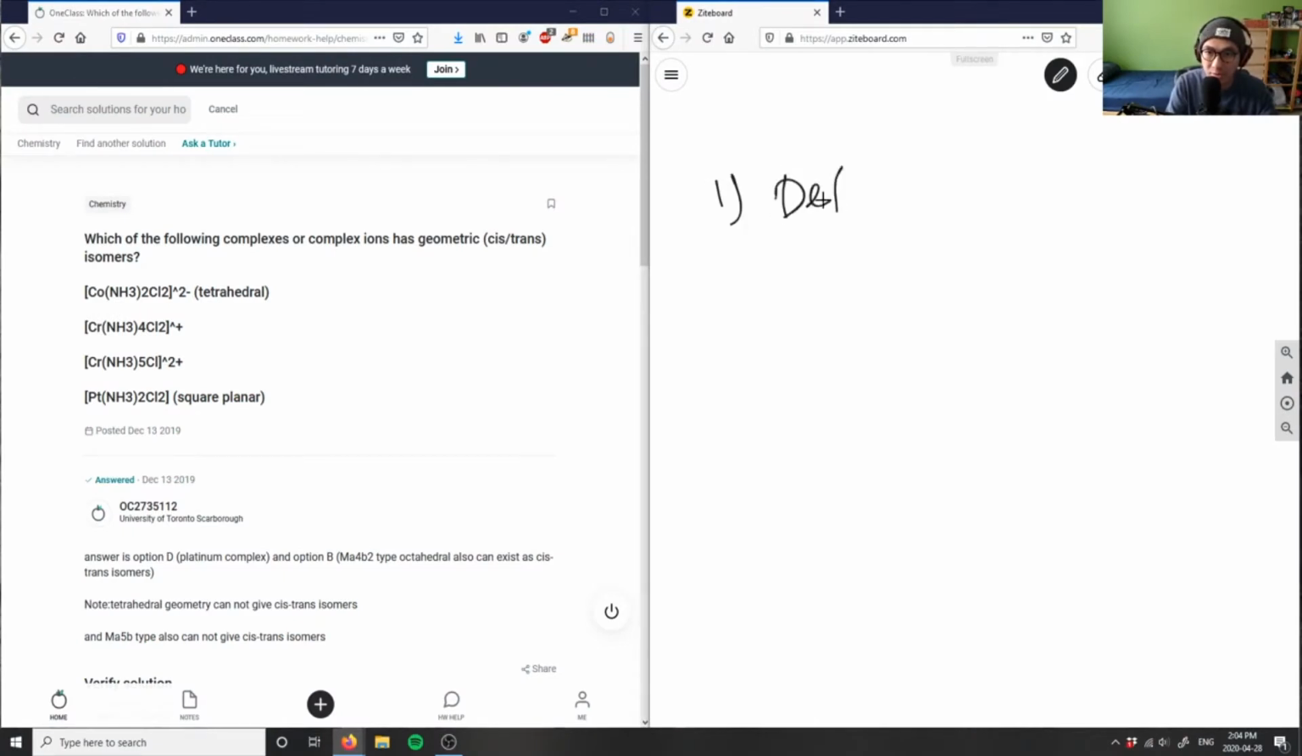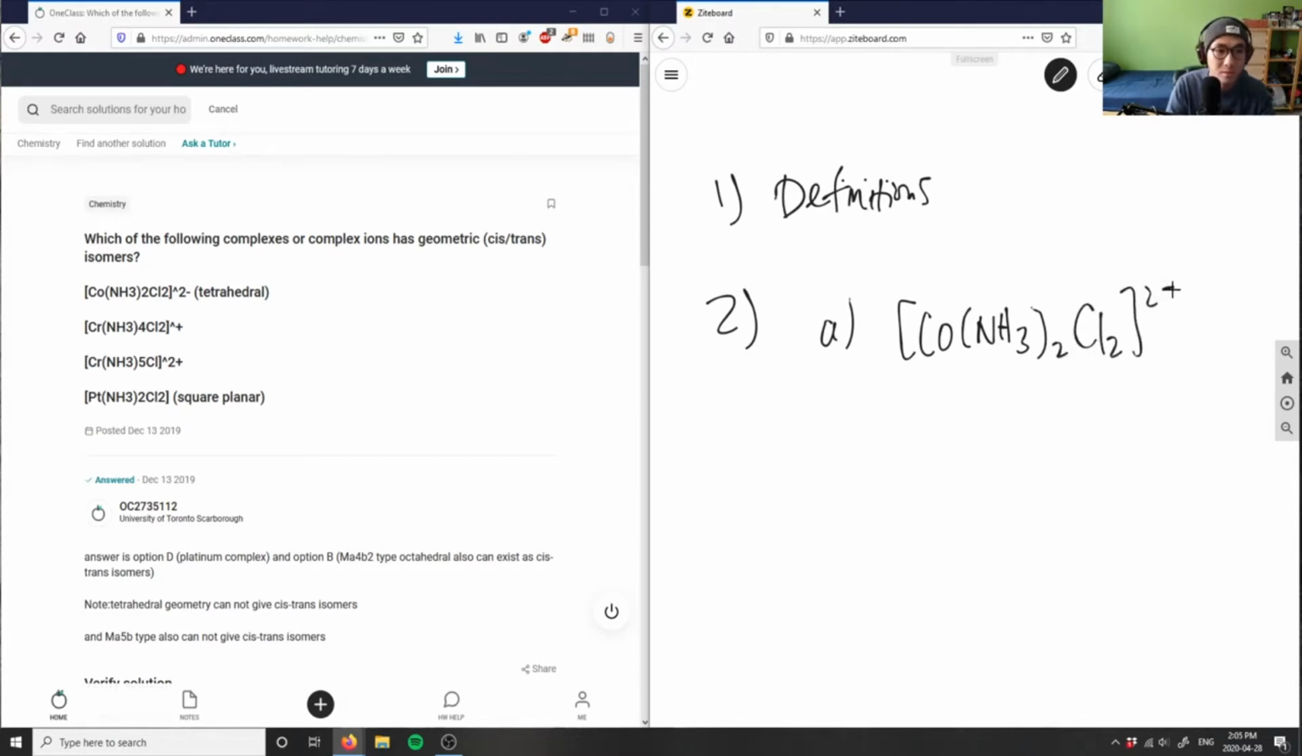One was just a definition kind of question here. Okay, 2 here says, which of the following complexes or complex ions has geometric cis or trans isomers. So we're looking at this one here. The first one, A, is this complex: it's cobalt, then NH3 with a 2, then Cl2, and then 2 minus.